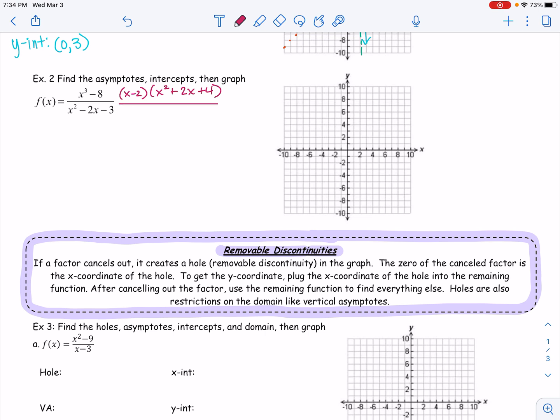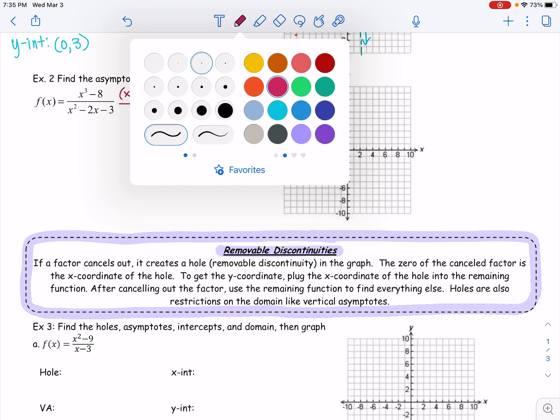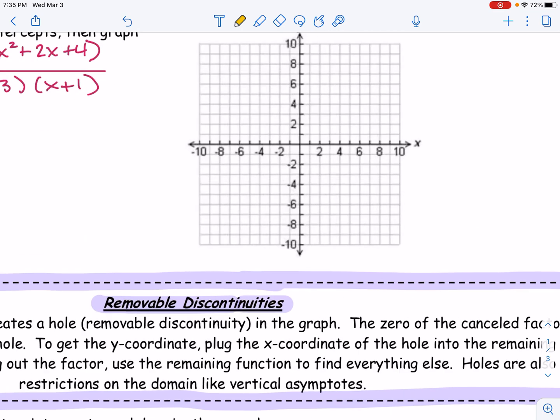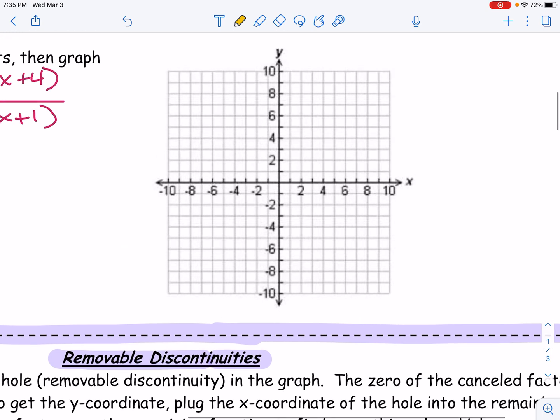Our denominator, we want factors of negative 3 that add up to negative 2, and that's going to be x minus 3 and x plus 1. And so now I go through my motions. Where is my vertical asymptote? Well, I set my denominator equal to 0, and I get x to be 3 and x to be negative 1. So I can go ahead and plot those. x is 3 and x is negative 1.